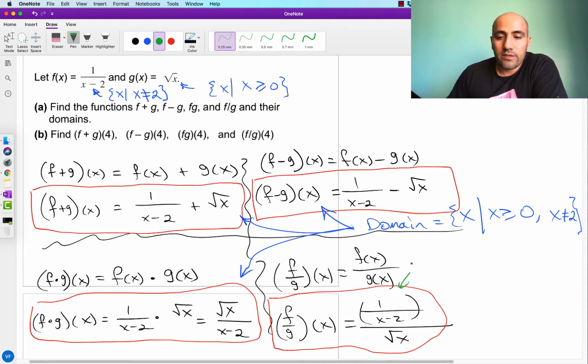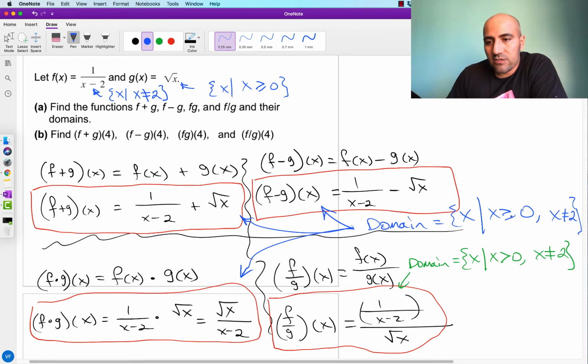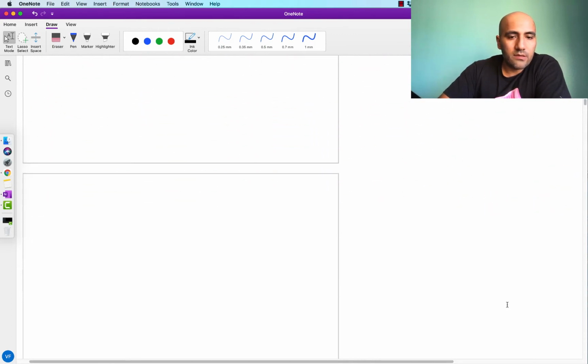So for this last one, the domain is very similar. Domain equals x such that x is strictly greater than 0, and x does not equal 2. So the only difference between the two domains is that this one does allow 0. 0 is allowed for this function, and this function. All three of those, 0 is allowed. But for this one, 0 is not allowed. Okay, let's see how the author organized that. Probably better than me.